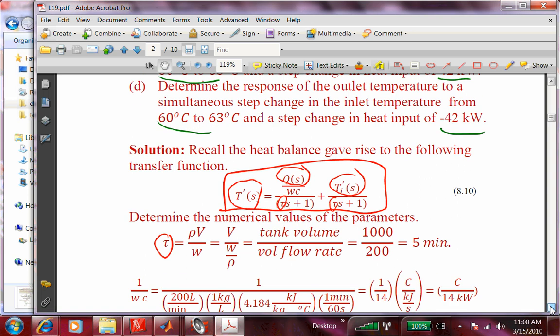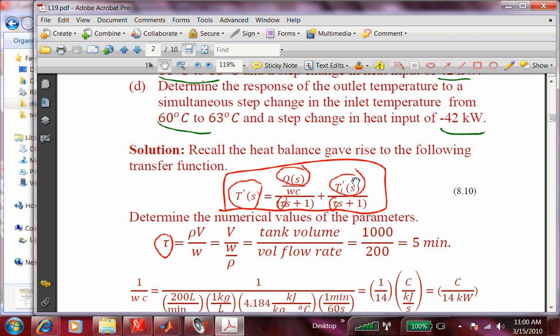Yeah, this is the equation I want to look at. This equation relates the output temperature T prime to Q, the heat duty, which is one of the inputs, and Ti prime, which is the inlet temperature. So there are two excitations for the process. Either you can change the inlet temperature Ti, which will change the outlet temperature, or you can change Q, which can change the outlet temperature.